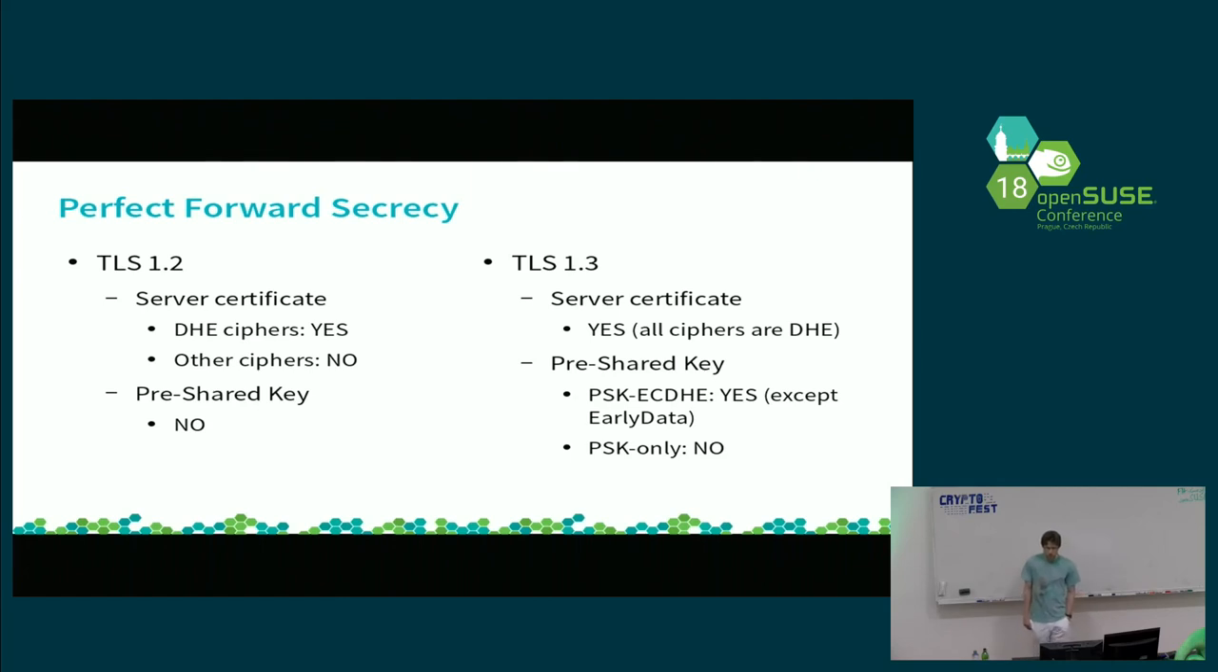And using this ticket mechanism for pre-shared keys in TLS 1.2, there's no perfect forward secrecy because if the attacker gets to know the pre-shared key, then he can decrypt all the traffic from now on. In TLS 1.3, with respect to the certificate, we have perfect forward secrecy because all the ciphers are now Diffie-Hellman, and with the pre-shared key, we can use something called PSK-ECDHE. That means that we are actually using pre-shared key with Diffie-Hellman together. And there's another option to use just pre-shared key alone, and we are basically back to TLS 1.2.